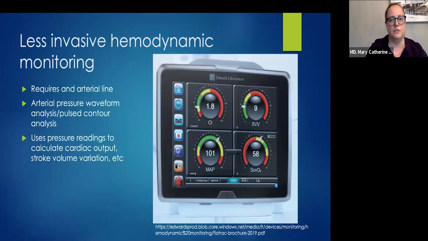Less invasive options for monitoring hemodynamics would be things like arterial pressure waveform analysis that does require an arterial line, but can calculate cardiac output, cardiac index, stroke volume variation, things like that, simply with the use of this technology and the presence of an arterial line. So this is something that we use often. I wonder if you guys use anything like this in your practice.